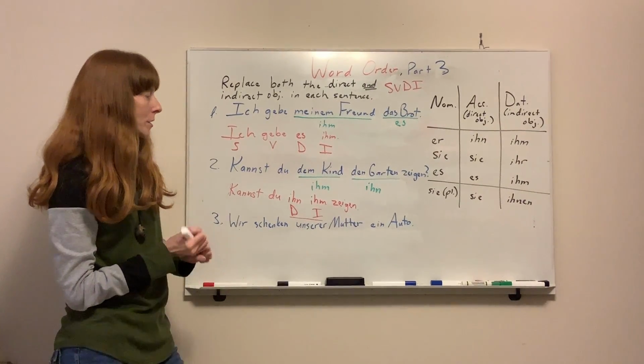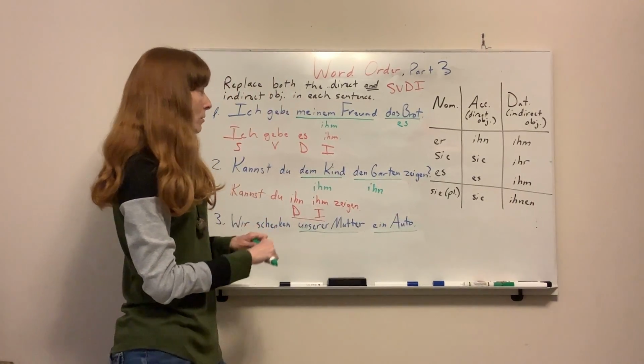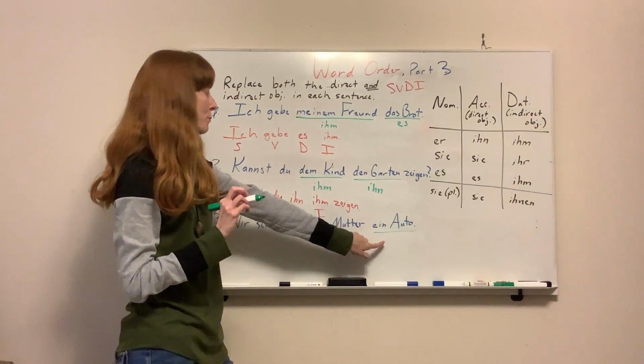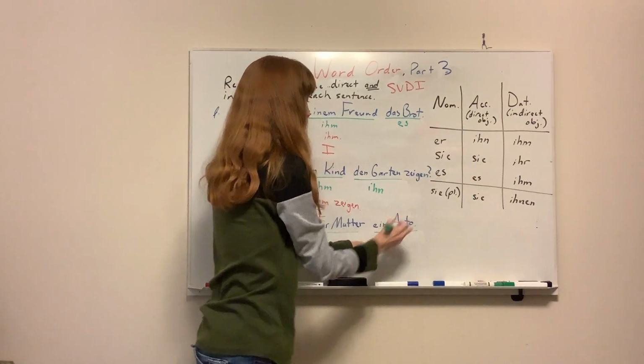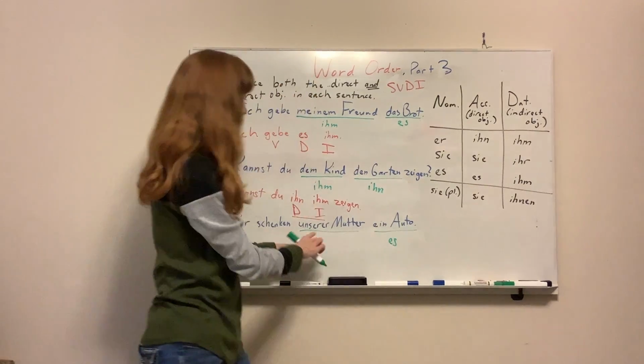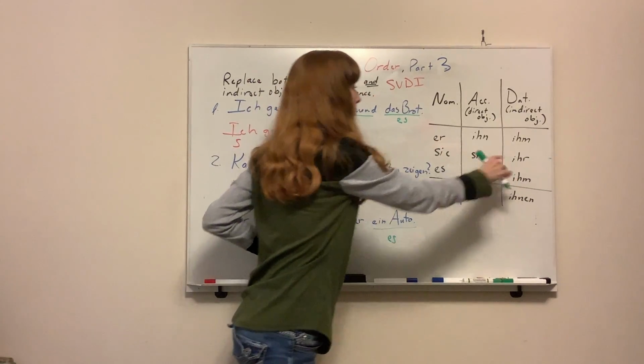Okay, last one. Wir schenken unserer Mutter ein Auto. Start by replacing your nouns with pronouns. Car is the thing being given. It's neuter. It's accusative because it's a direct object. To our mother, that is dative. She's feminine. We're going to put in ihr.